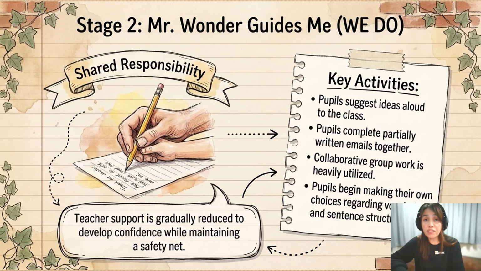My role shifts from demonstrating every step to prompting, questioning, and giving feedback when needed. This is a crucial point in the progression. Teacher support is reduced gradually, but a safety net remains. Pupils have space to try, discuss, and revise without feeling that they have been left alone too early.